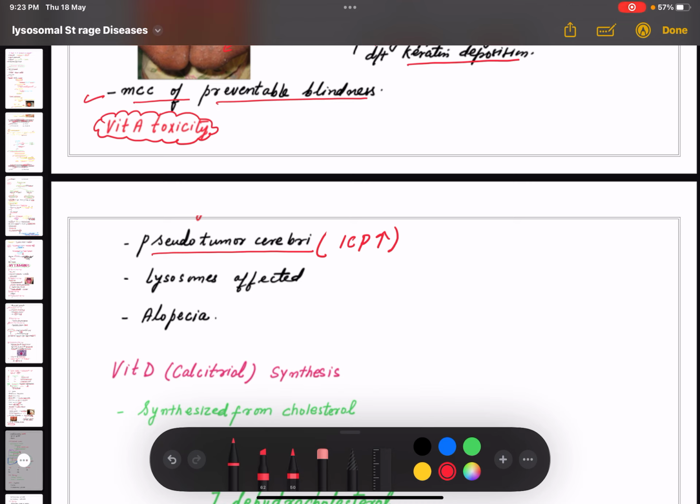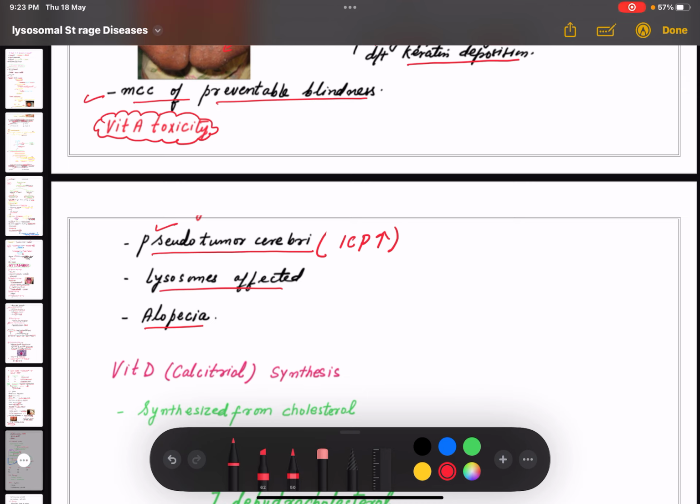If there is any tumor inside the brain, the patient will be having raised ICP. But here is pseudotumor cerebri. The tumor is not there inside the brain, but still the patient can feel there is increased ICP, or the patient will be having raised ICP. Therefore, it is seen in vitamin A toxicity. Also, lysosomes are affected in vitamin A toxicity, and the patient will be having alopecia.